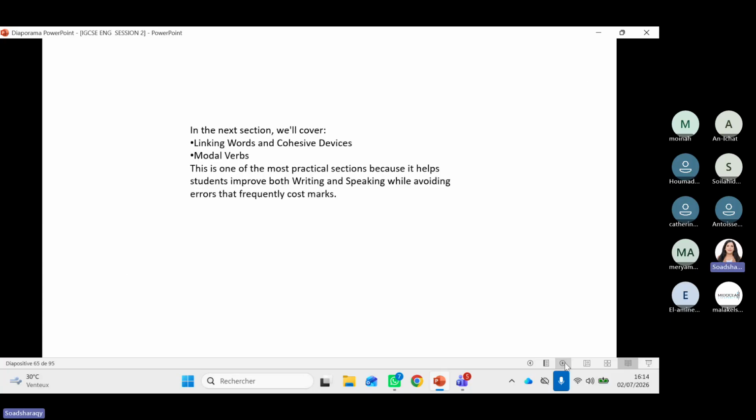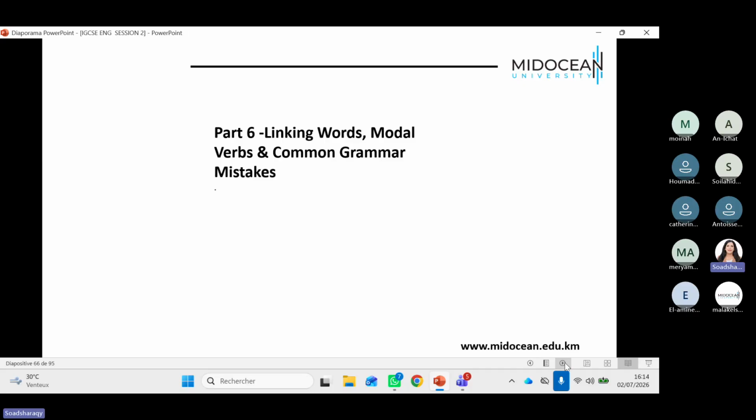Now, let's move on to the next section. In this section, we will cover linking words and cohesive devices, modal verbs. This is one of the most practical sections because it helps you improve both writing and speaking while avoiding errors that frequently cost marks. Part 6: linking words, modal verbs, and common grammar mistakes.